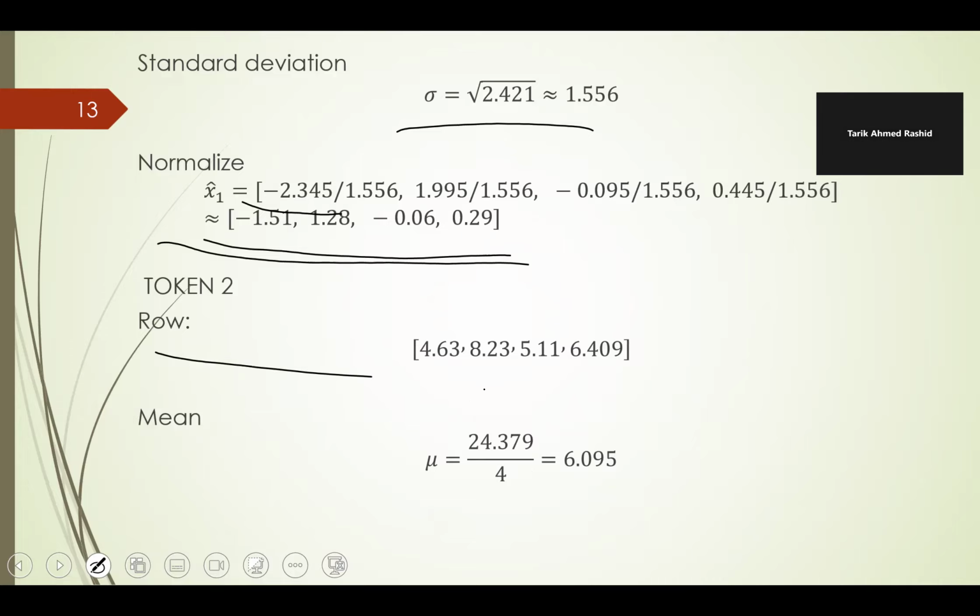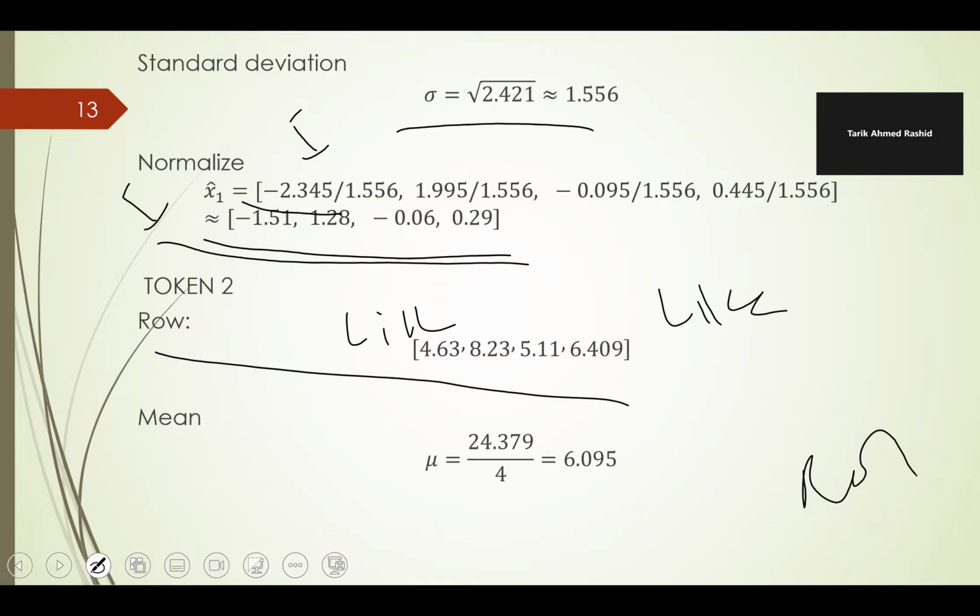Same thing, we can do the same process for token 2, for the word 2, which is this one, like. We said that our sentence is I like Rojava, if you check the earlier parts of our classes. So we have token 1 is I, token 2 is like, and token 3 is Rojava. Now we are in token 2.